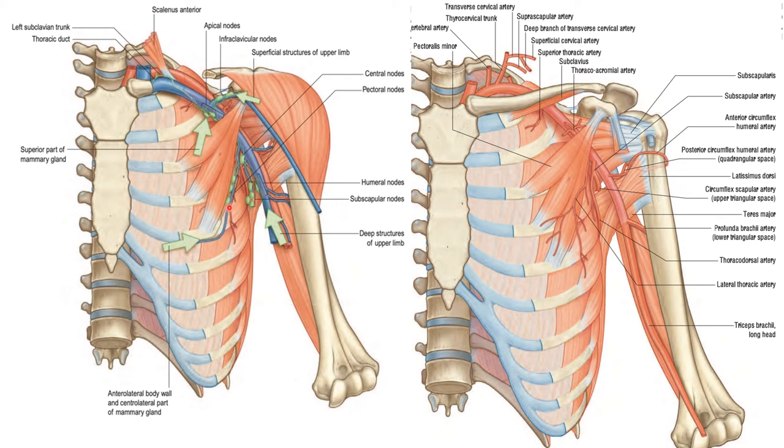Here we can see that this is the inferior border of the muscle, and parallel to the inferior border of the muscle, we have the lateral thoracic vein. As we just talked, the inferior border of the muscle is related with the lateral thoracic artery and vein. Parallel to the lateral thoracic vein, we have a group of lymph nodes, the axillary lymph nodes, which are called the anterior group of axillary lymph nodes.